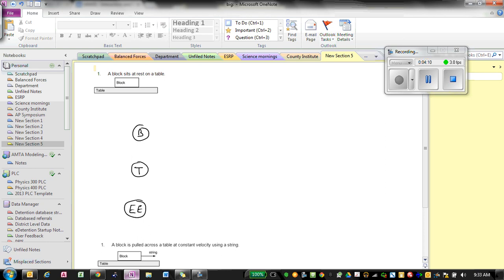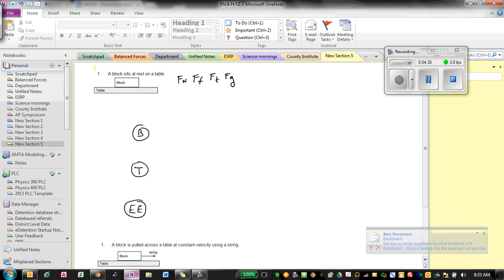Okay, and so my list of interactions, the book adds some additionals into the kind of catalog of forces that they talk about. The ones that you should be familiar with already are normal force, frictional force, tension force, and gravitational force. Those are the same ones that we used last year in Physics 300 and Physics 400.